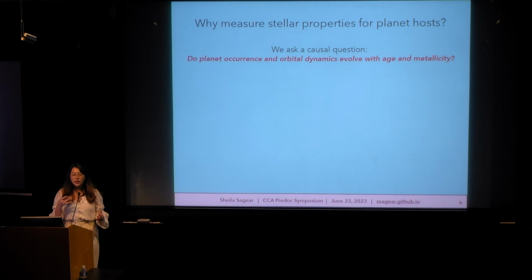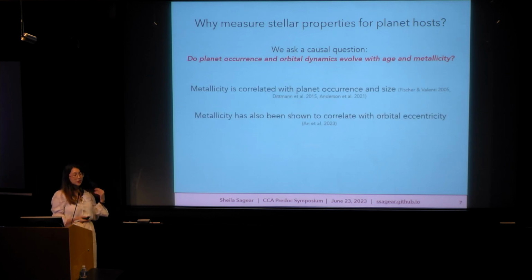So here we're really asking a causal question as opposed to a question of correlation. Do planet occurrence and orbital dynamics evolve with age and metallicity, or rather do age and metallicity cause planets to exist, form, and evolve in a specific way?